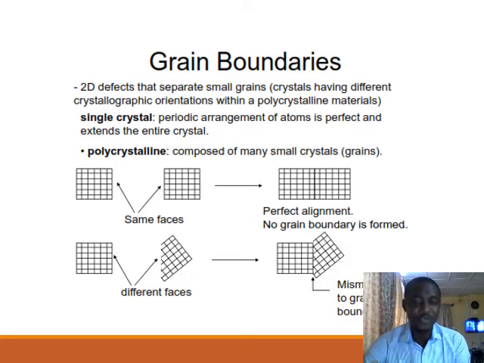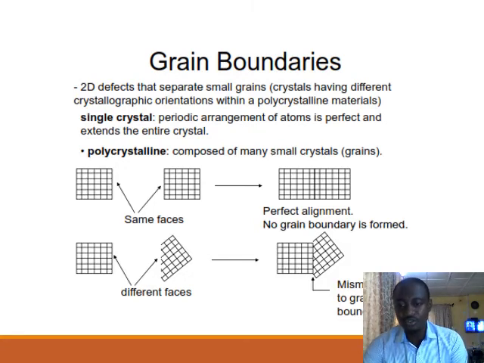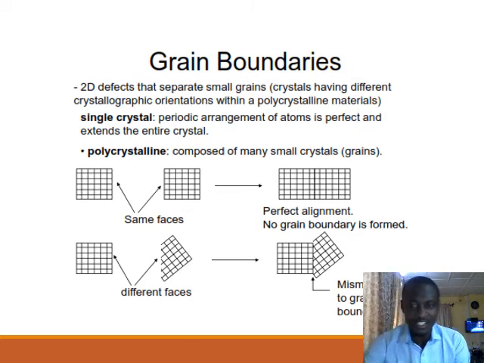Now, it is possible for you to combine those two structures such that their arrangements are aligned. So what it means is that one becomes a continuation of the other, or you have a combination whereby they are not aligned. So for instance, if you look at the orientation of the atoms in one and it doesn't align with the other, you may have a misfit. And this misfit will now form what is called a grain boundary.